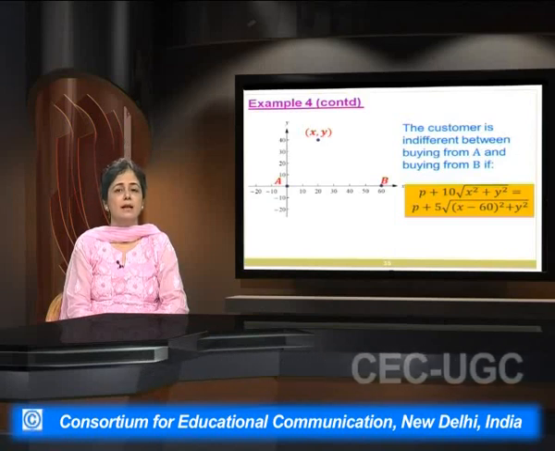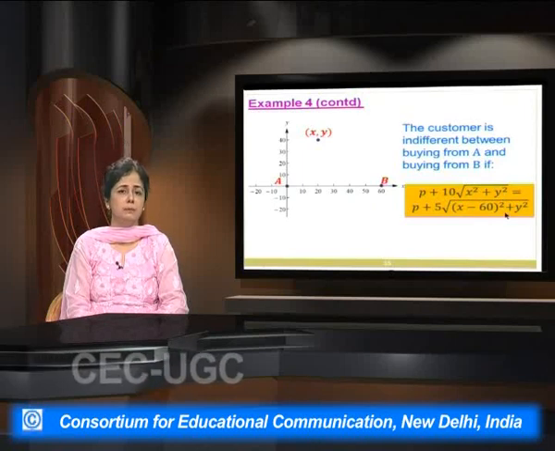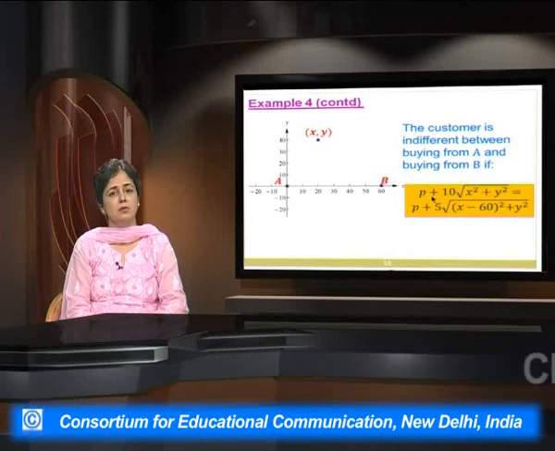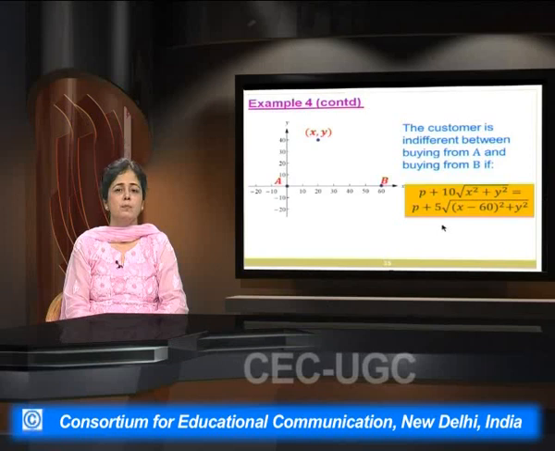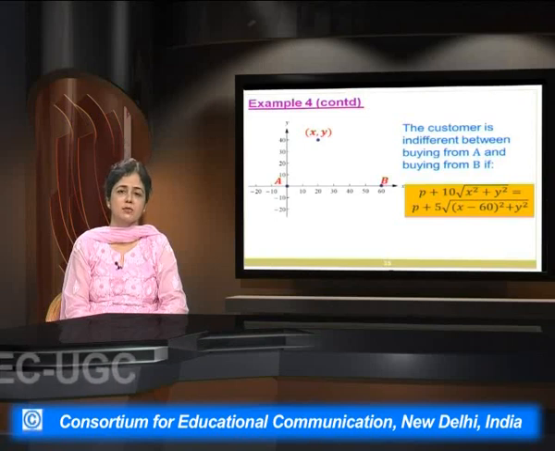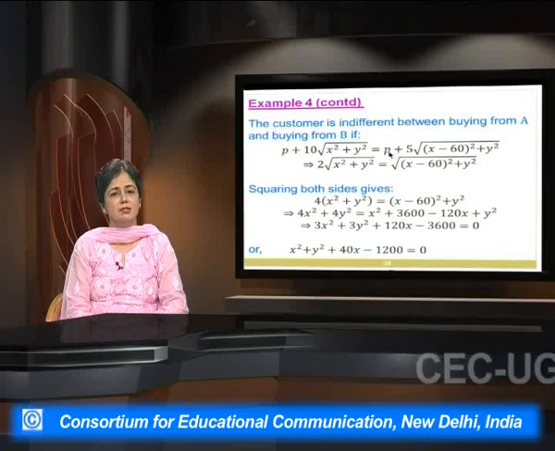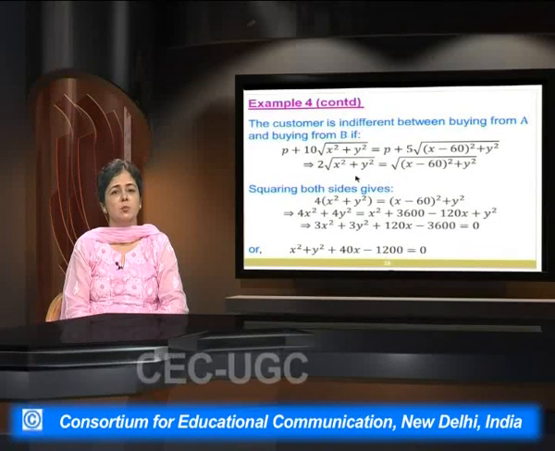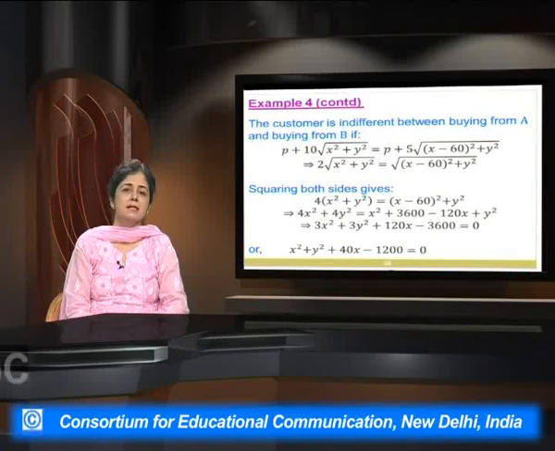That will be the case when he ends up paying the same amount to firm A and to firm B in totality. When the customer buys from firm A, we saw that he was paying P plus 10 times square root of x square plus y square. We equate that to P plus 5 times square root of (x minus 60) the whole square plus y square. If we do the algebra, the P terms get cancelled on both sides, and this equation boils down to 2 times square root of x square plus y square equal to square root of (x minus 60) the whole square plus y square.